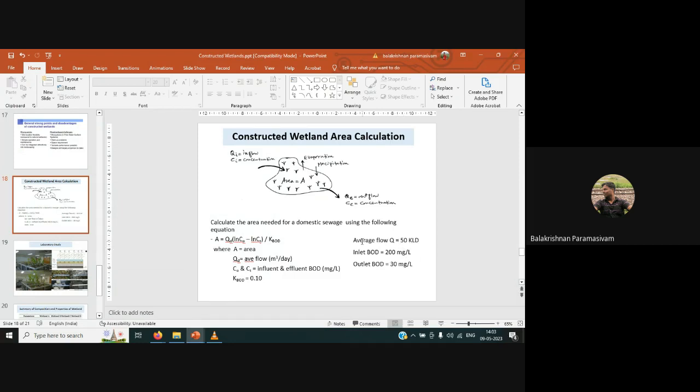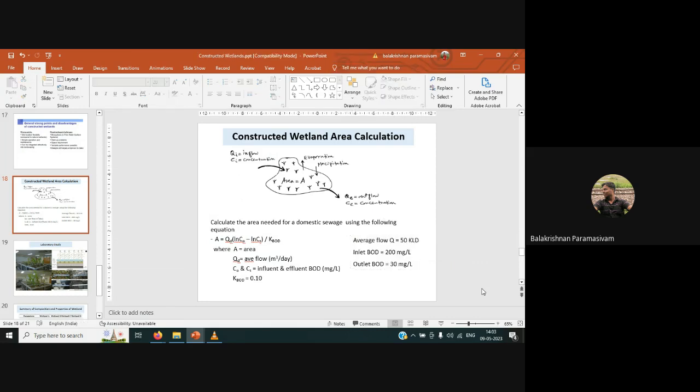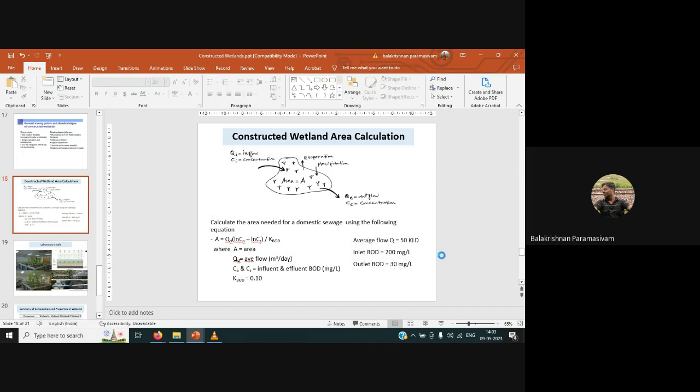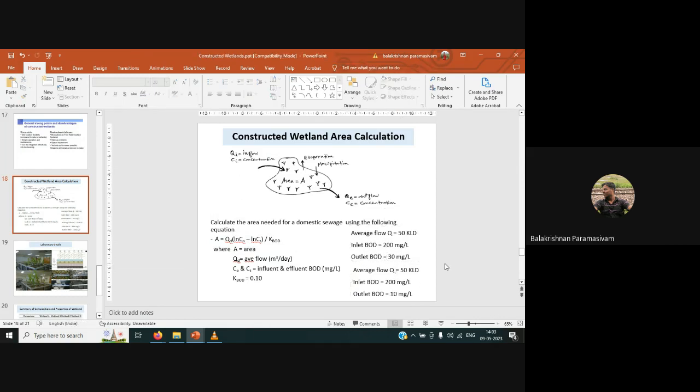The flow is 50 meter cube. Inlet BOD is 200 milligram per liter. Outlet BOD is 30 milligram per liter. But if it is Chennai city, the outlet BOD will be very low. So calculate both. Same system, the influent concentration is the same, but only the outlet BOD is changing.